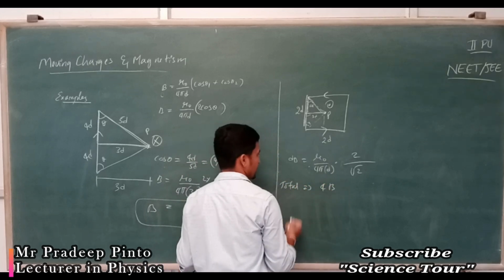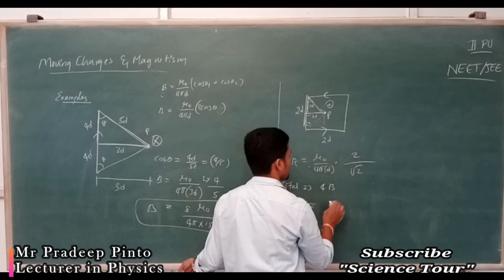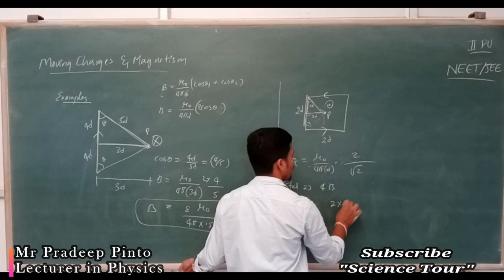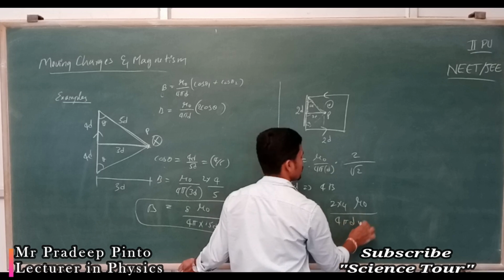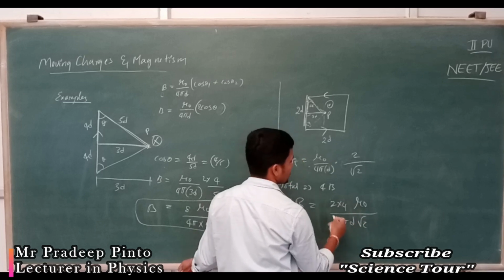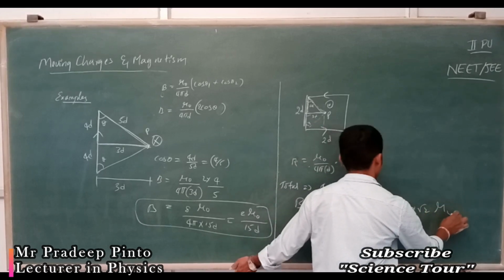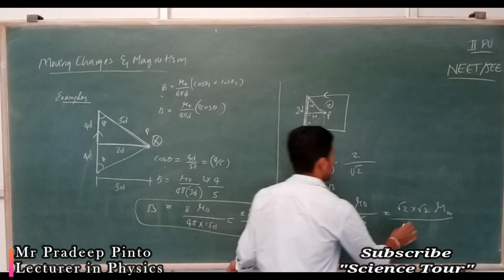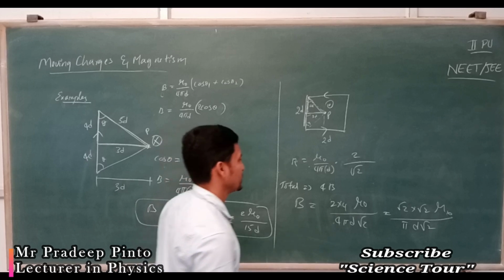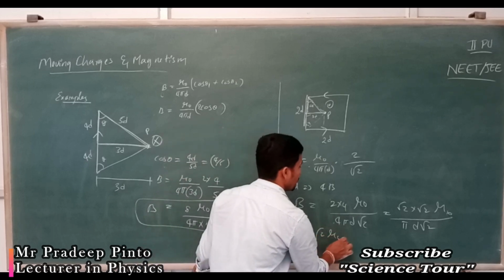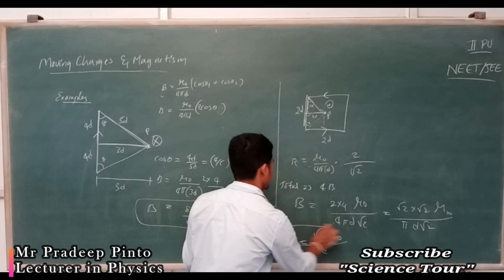The total is 4 times B, so I write 2 into 4, mu naught divided by 4 pi d into root 2. The 4 cancels, and I write root 2 into mu naught divided by pi d root 2. Root 2 cancels, so root 2 into mu naught divided by pi d is the value I am going to get.